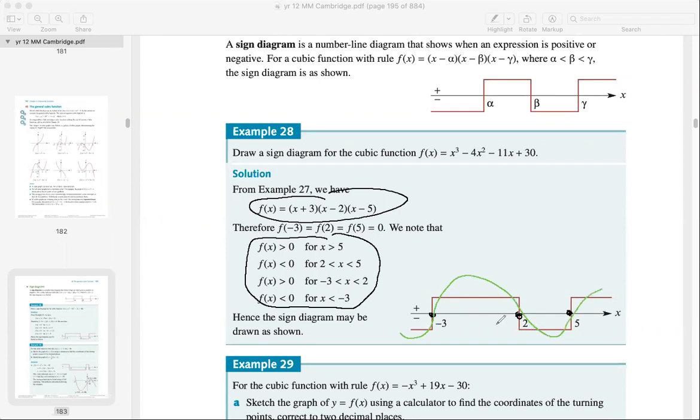Once we have the sign diagram, we can easily draw the graph like this. Of course, it's just a quick sketch. I don't know where the turning points are, where the maximum is, or where the minimum is. So I'm just drawing it.